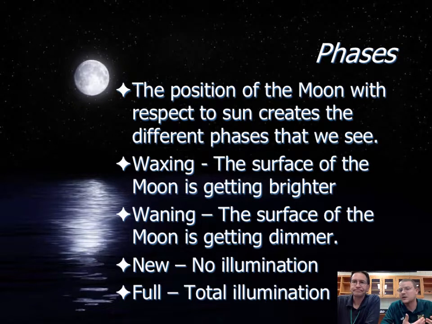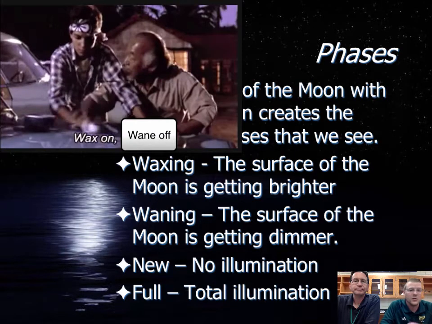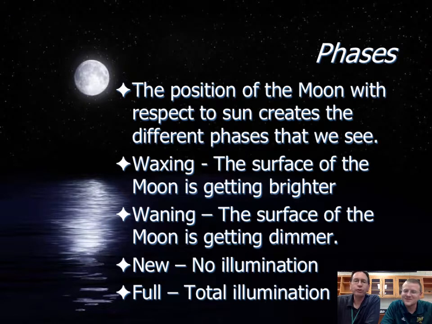So some of the things that we're going to talk about is when the moon gets brighter, which we call waxing. When the moon gets dimmer, we call that waning. So you can remember wax on, wane off. And there's also a new and a full moon. New moon is when we don't see illumination at all, and full moon is when we see total illumination.